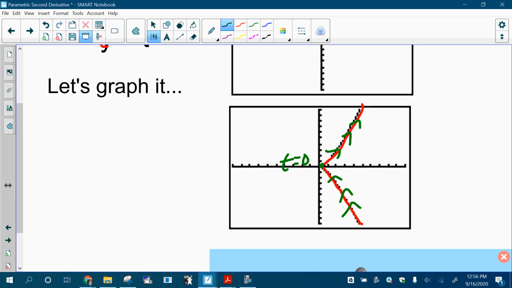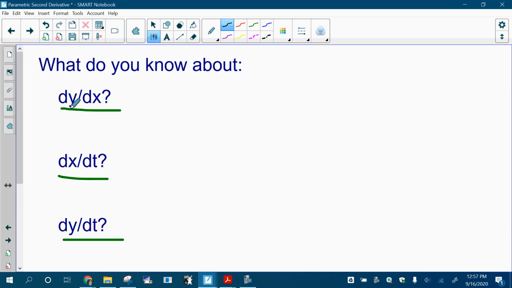What about dx dt? dx dt, you remember, is right and left. So we're moving left, left, left, left, left, right, right, right, right, right. So dx dt would be negative, then positive. Remember, dy dt is up and down. We're moving up the whole time, so it'd be positive. Just want to make sure we're keeping track of the difference between dy dx, slope of the tangent, dx dt, horizontal movement, and dy dt, vertical movement.